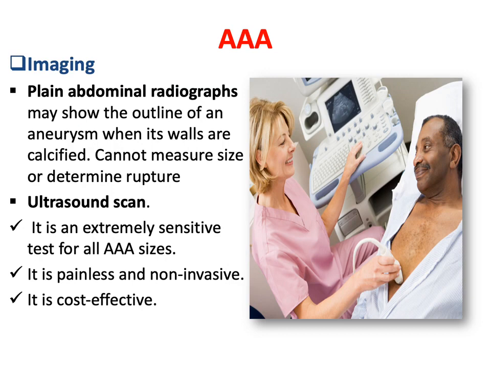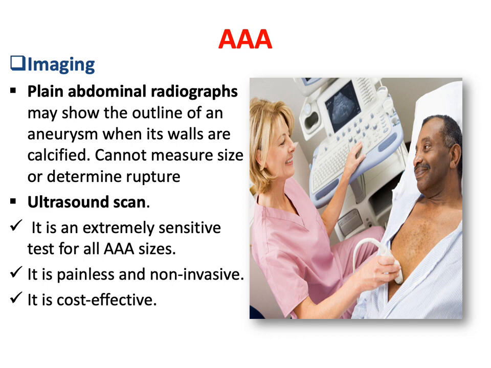Imaging of AAA. First, plain abdominal X-ray may show the outline of an aneurysm when its walls are calcified. But X-ray cannot measure the size or determine the rupture. So it is helpful only if there is calcification in the wall of the AAA.